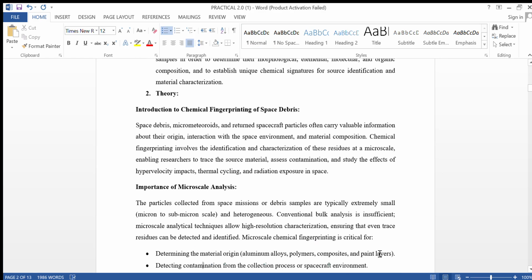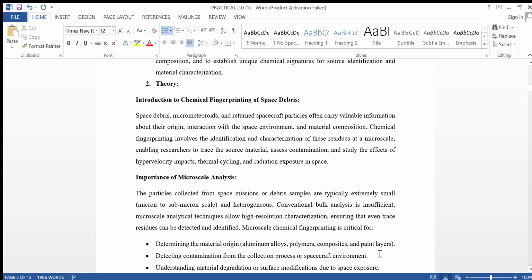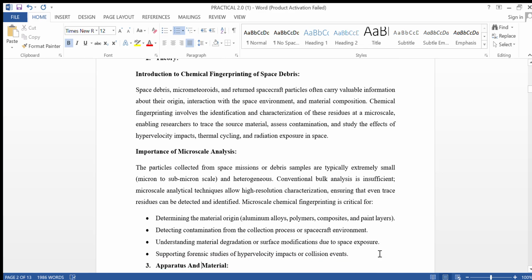Importance of space microscale analysis. The particles collected from space missions or debris samples are typically extremely small, micron to submicron scale, and heterogeneous. Conventional bulk analysis is insufficient. Microscale analytical techniques allow high resolution characterization, ensuring that even trace residues can be detected and identified.